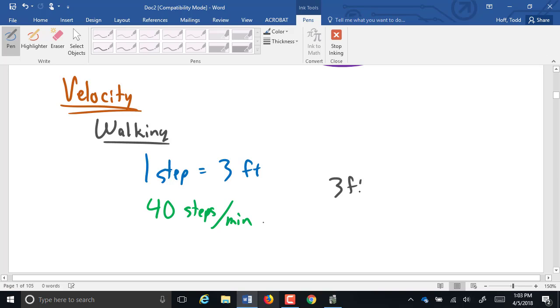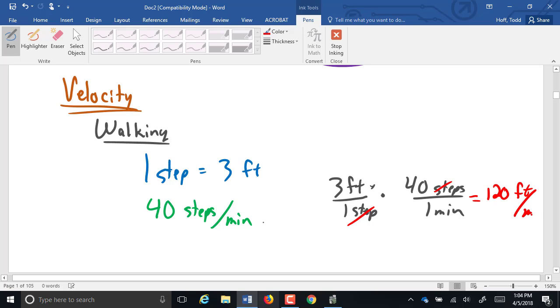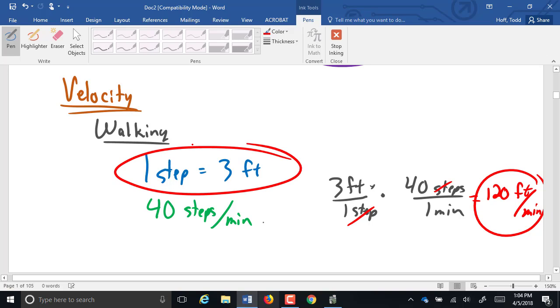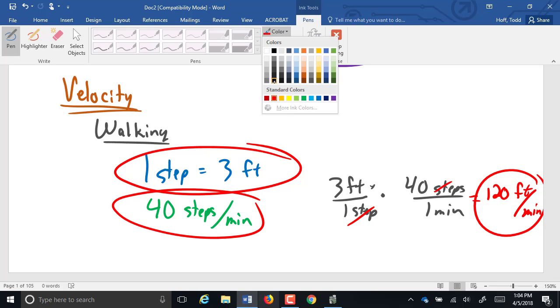Yeah, 3 feet per step. Put it as 3 feet over 1 step times 40 steps per 1 minute. The steps cancel out. 3 times 40 is 120 feet per minute. It makes sense. You just multiply the length of the step times the number of steps per minute. Makes sense, right?